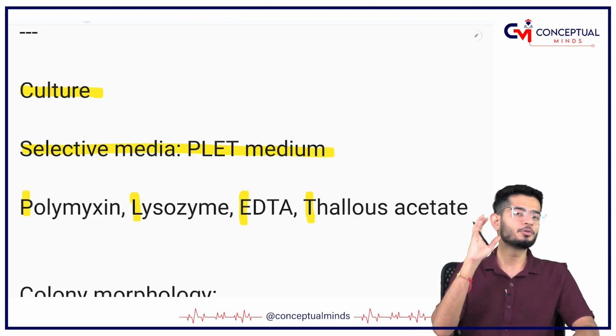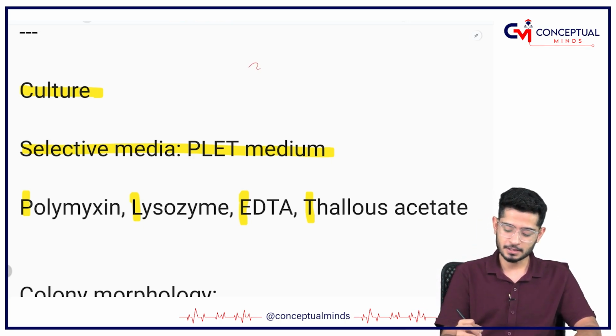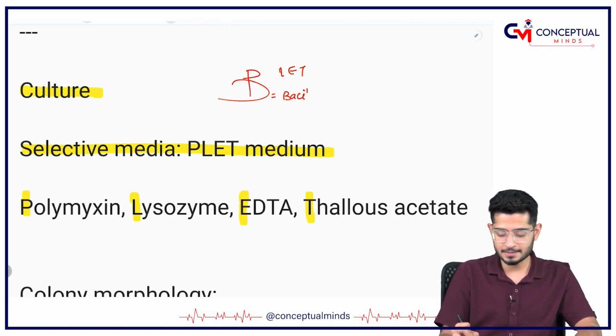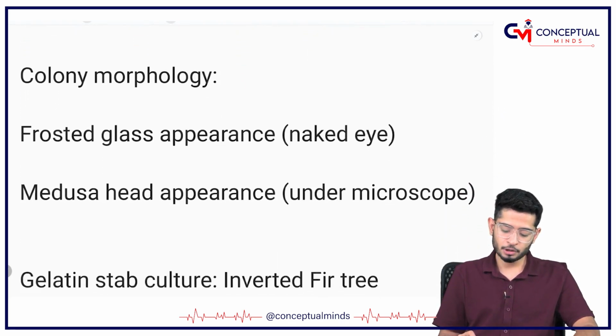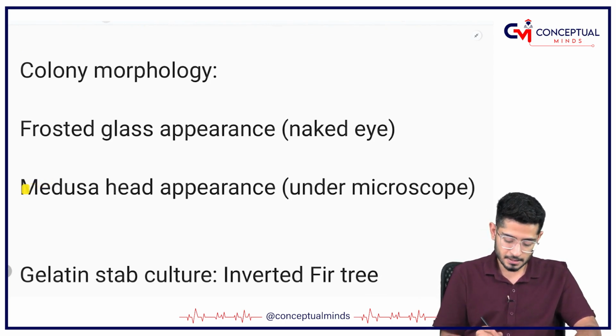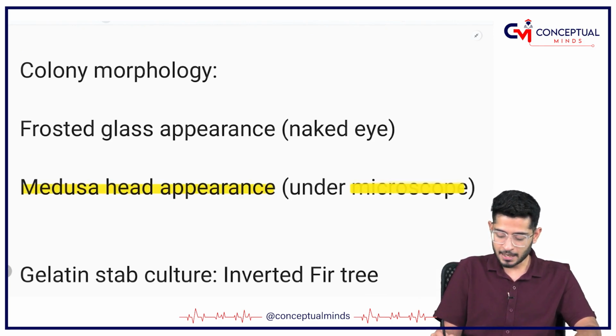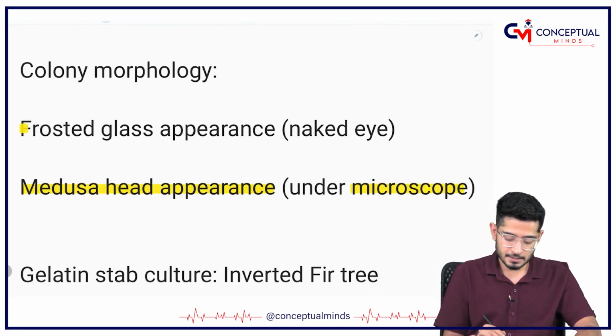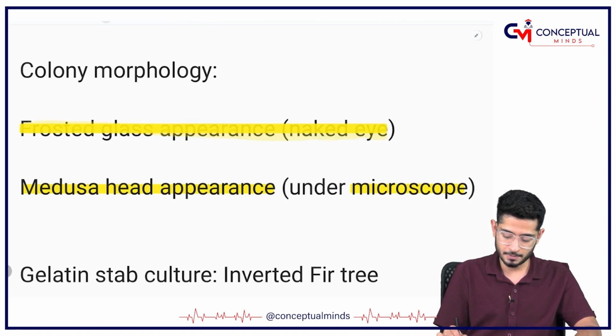For those of you who can't understand Hindi, the mnemonic is, see, this is P for PLET, and if I just make more round, this becomes B, B for bacillus. Coming on to the colony morphology, how will you see that? So, this appears as medusa head appearance under microscopy, and if you see with the naked eye, it is just like a frosted glass appearance.